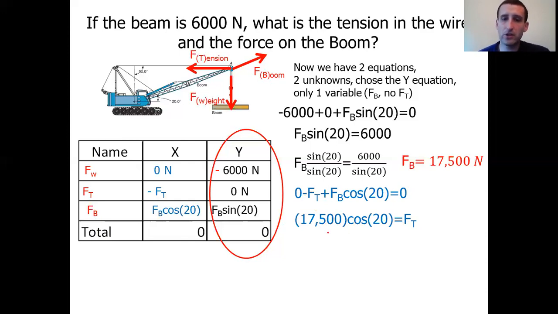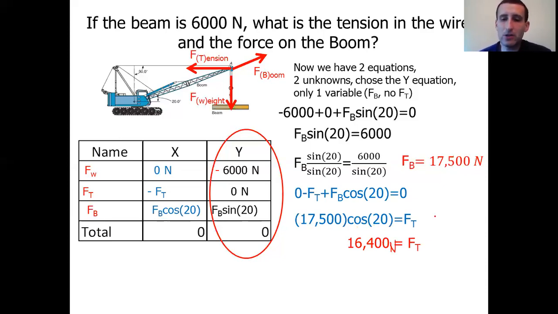This is all numbers. I mean, cosine 20 doesn't look like a number to us at first glance. There's letters there. But remember, cosine is simply a mathematical function. And so if we are taking the cosine of a known number, we are really just dealing with a number. So all of this stuff is numbers on the right, all of this is numbers on the left, and we have a single variable, so we can just calculate it on our calculator. 17,500 times cosine of 20 gives us 16,400 newtons. So the force of tension is 16,400, and the force of the boom is 17,500.